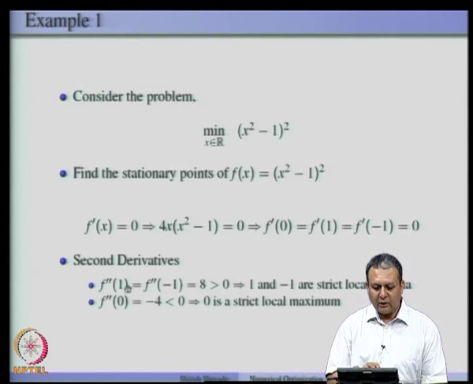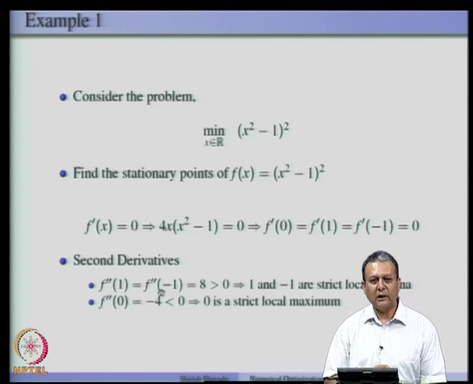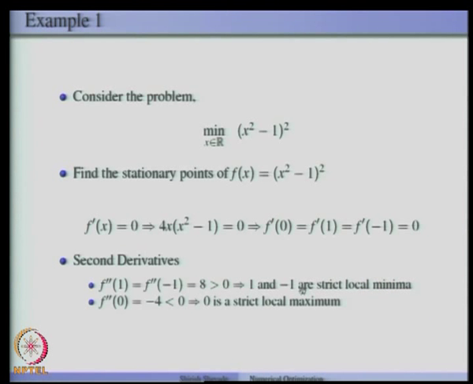Now, f2 dash at 1 in this case turns out to be 8, and f2 dash at minus 1 also turns out to be 8, and that is greater than 0. So, you will see that the first derivative is 0 at 1 and minus 1 and the second derivative is positive. So, the first non-zero element of the sequence f k x star is positive and occurs at even k, which is 2 in this case. So, 1 and minus 1 are strict local minima.